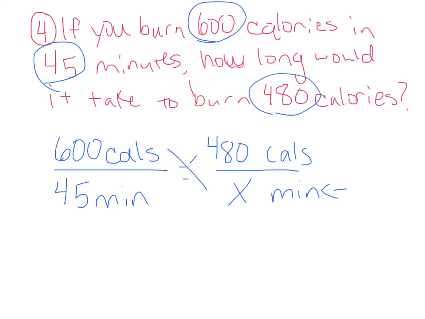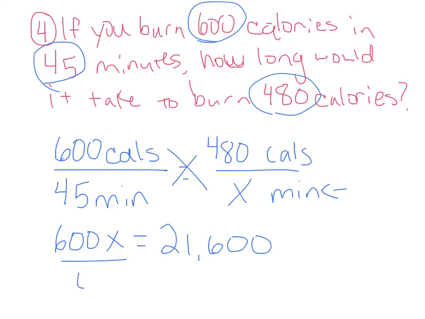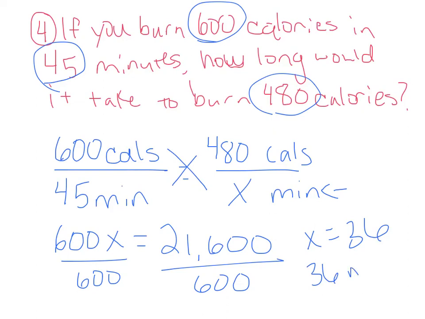Okay, so I cross multiply. 600 times x is 600x. 45 times 480 is 21,600. Then to solve for x, we would divide. So 21,600 divided by 600 is 36. So x equals 36. Now, I don't want to just leave it as 36. It's 36 what? Well, if you look back, it's actually 36 minutes. Okay, so label your answers.